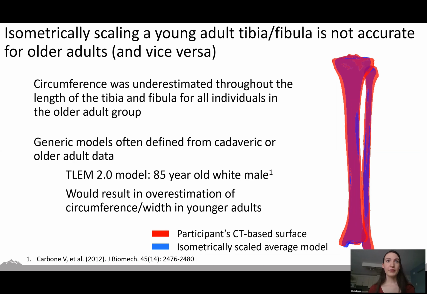I think it's important to note here that generic models that are commonly used to define bone geometry in musculoskeletal models are usually defined from cadaveric data of older individuals. For example, the TLEM model was defined using an 85-year-old male. So if scaling a young adult tibia results in underestimation of circumferences in the tibia and fibula, then scaling an older tibia to a young adult would probably result in overestimation of circumferences for that younger participant if you're doing isometric scaling. And that's going to result in greater errors.